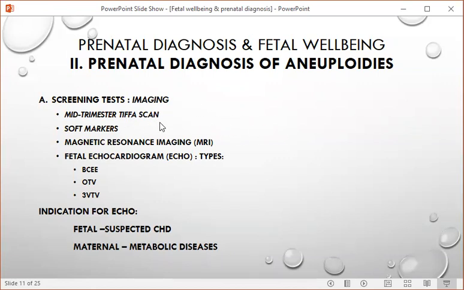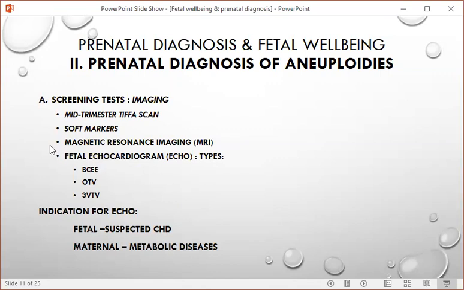And this mid-trimester TIFFA scan is complemented by seeing other soft markers in the ultrasound. These soft markers are like ventriculomegaly, thickened nuchal fold, and an unossified nasal bone. But in due course of time, these soft markers may disappear or may remain the same. If a mid-trimester TIFFA scan is positive and maternal screens are positive, these soft markers will have more validity in detecting the abnormal fetus. And recently, magnetic resonance imaging is also coming for the diagnosis of fetal anomalies, but it is not routinely used.